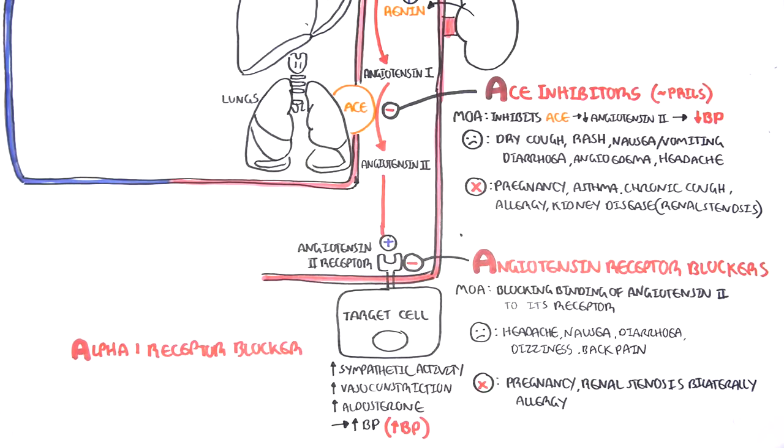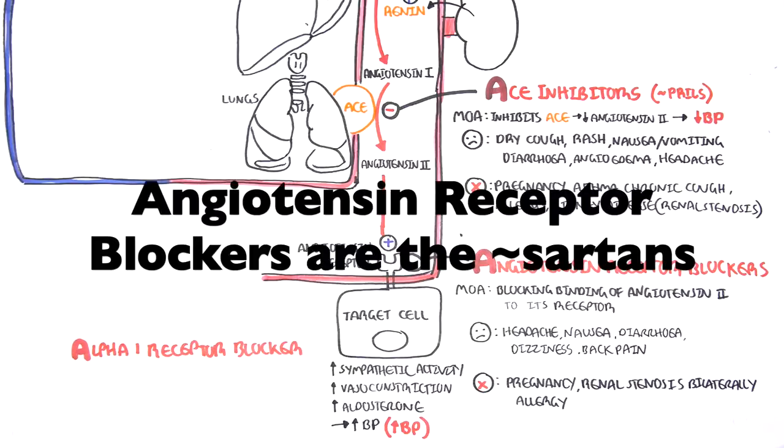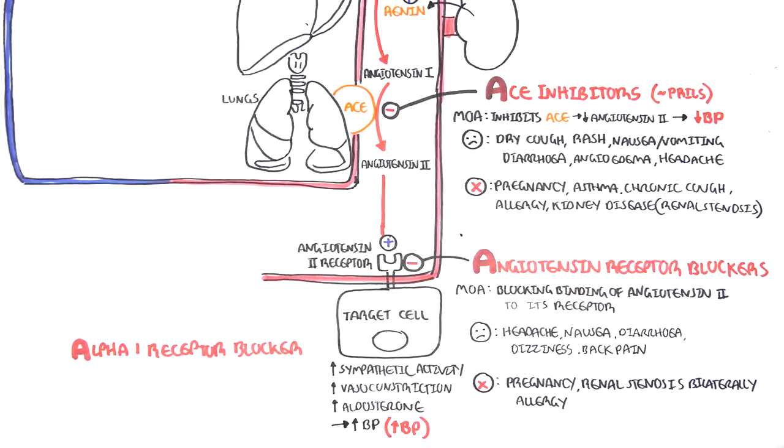It's interesting to note that angiotensin receptor blockers are usually used as an alternative to ACE inhibitors, because for people that use ACE inhibitors, getting a dry cough is quite common, and so sometimes people change to the angiotensin receptor blockers. Angiotensin receptor blockers can be remembered because their names usually end in sartan. So, for example, losartan, the sartans.